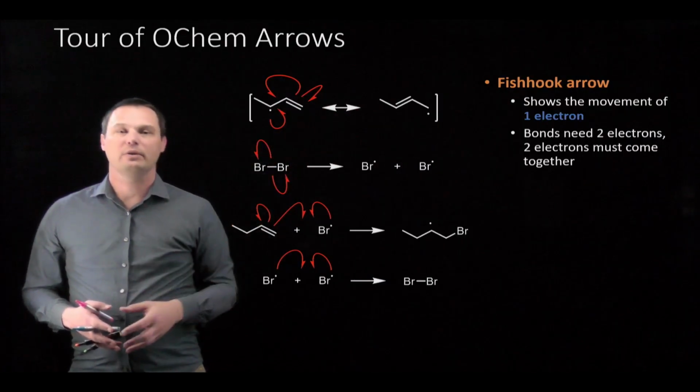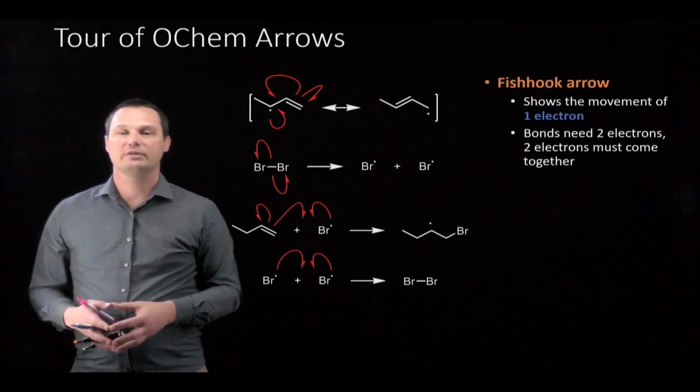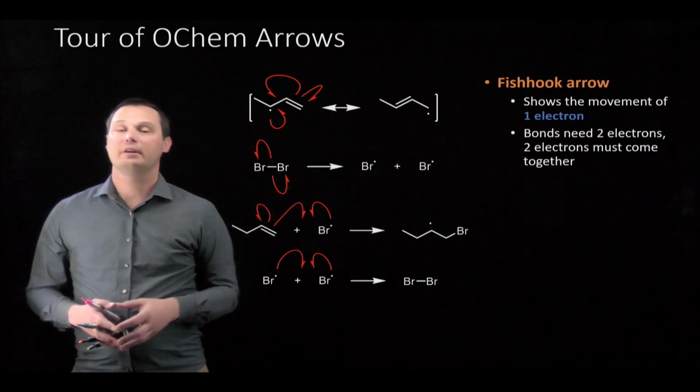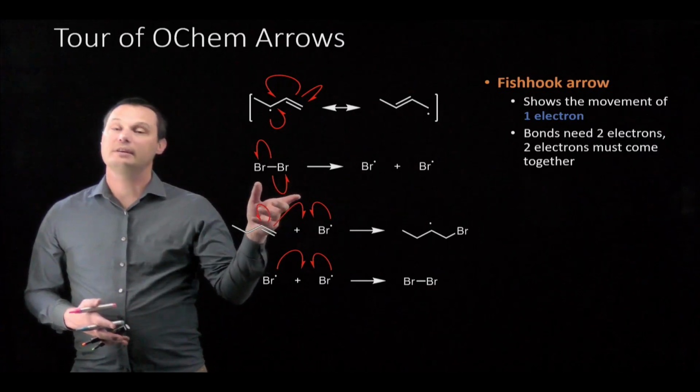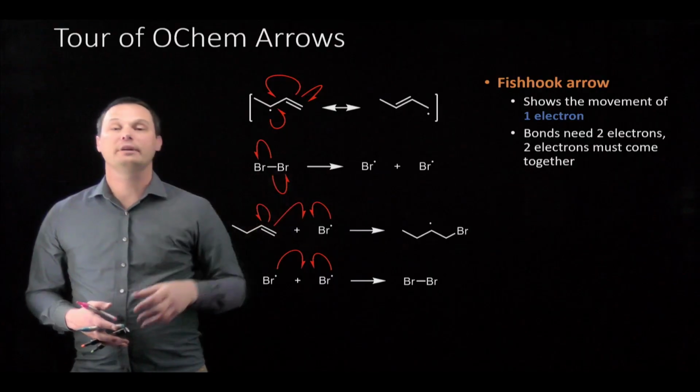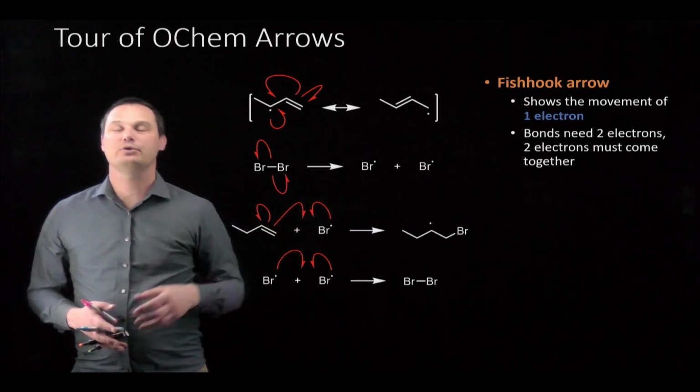We can also see radical arrows in the 3 types of radical reactions that can occur. We use the fishhook arrow in homolytic bond cleavage. The bromine-bromine bond breaks, and the homolytic bond cleavage says that each bromine gets 1 electron equally. This forms 2 bromine radicals.